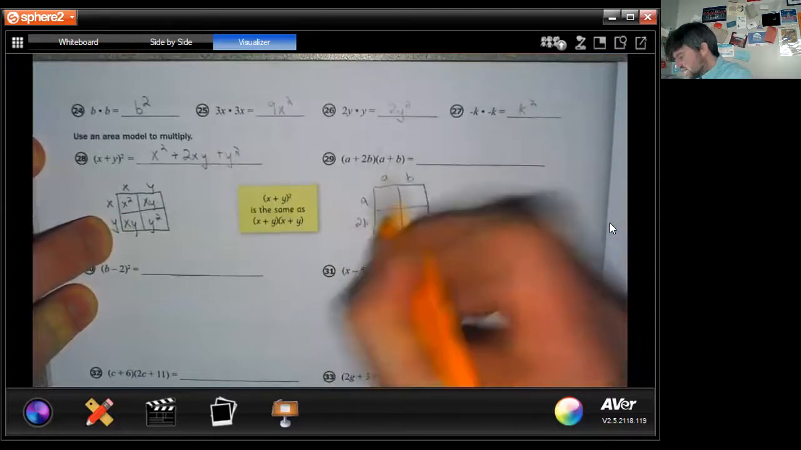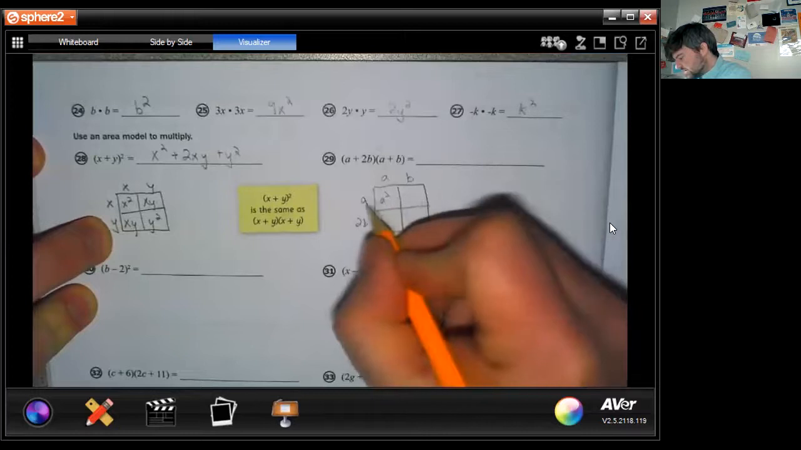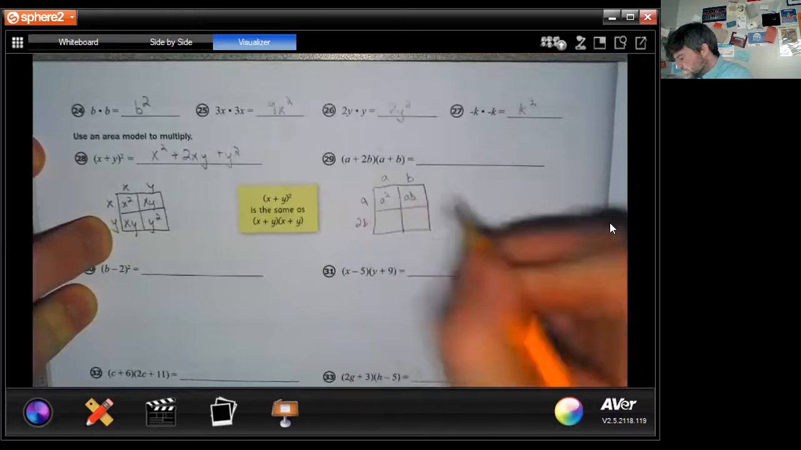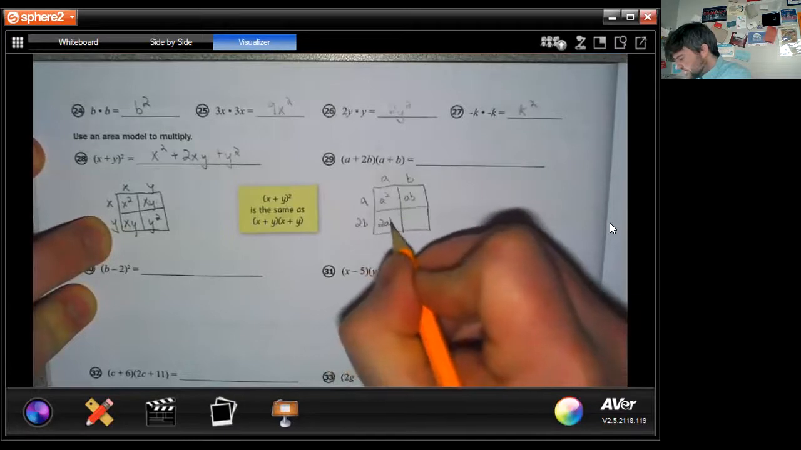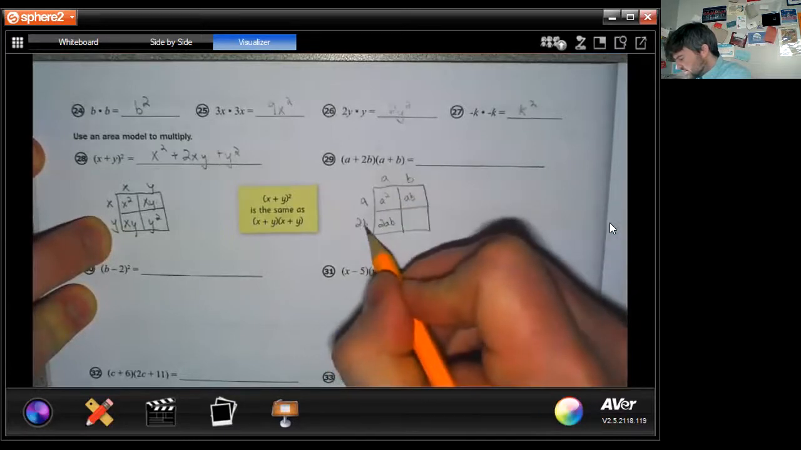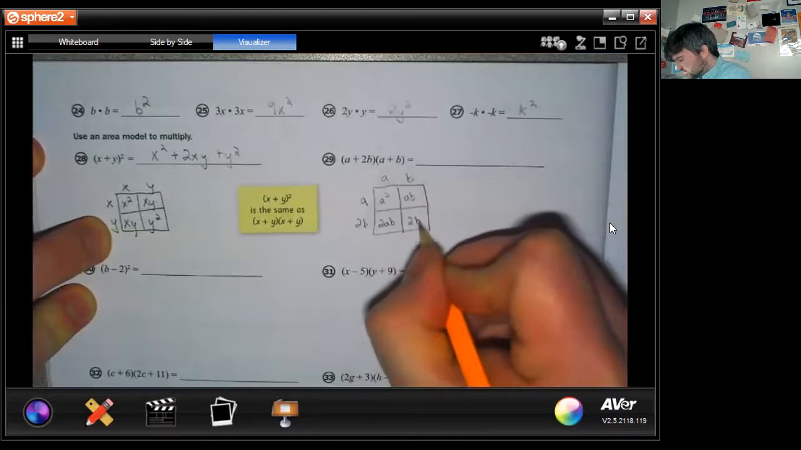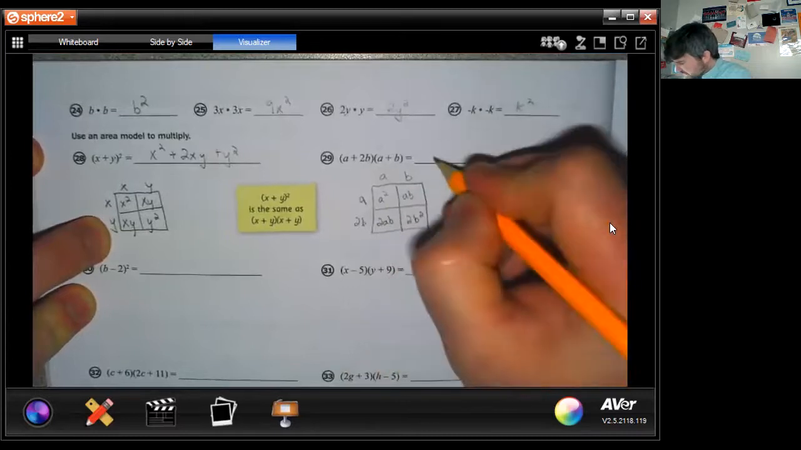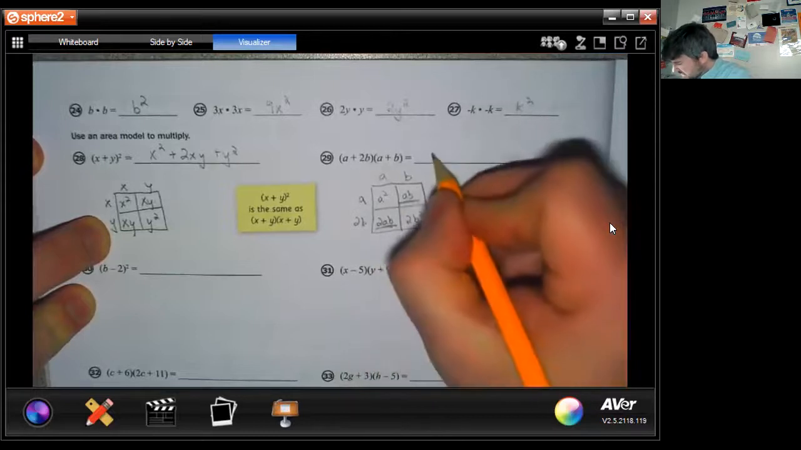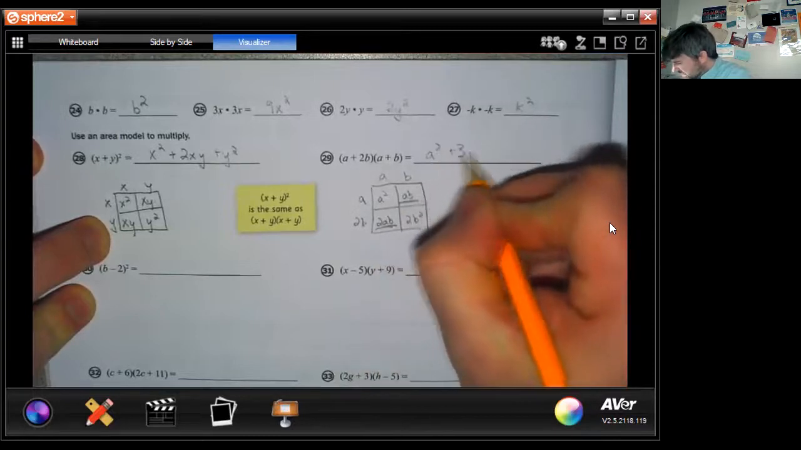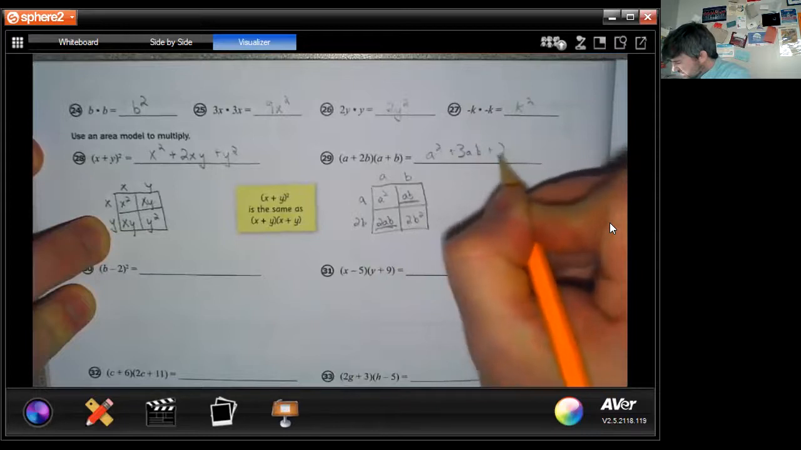So a times a is a squared. A times b is ab. 2b times a is 2ab. 2b times b is 2b squared. So then we have, if we add it, it looks like we have a like term here and here. So a squared plus 3ab plus 2b squared.